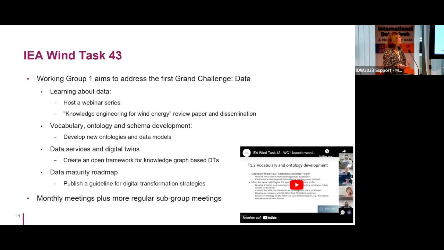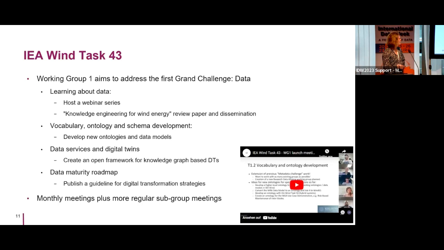We want to develop new vocabularies, ontologies, and schemas. We want to make sure they're aligned with existing things. We want to make sure that they're done according to the state-of-the-art recommendations and knowledge. We also want to look at digital twins. I think we heard about a digital twin already. We've submitted a proposal. We don't know if we've got it yet, but we want to work on knowledge graph-based digital twins using some of these ontologies that we're hopefully going to define.